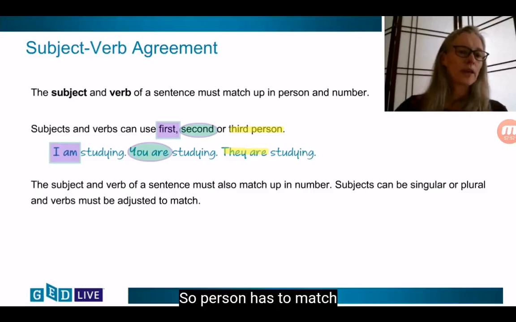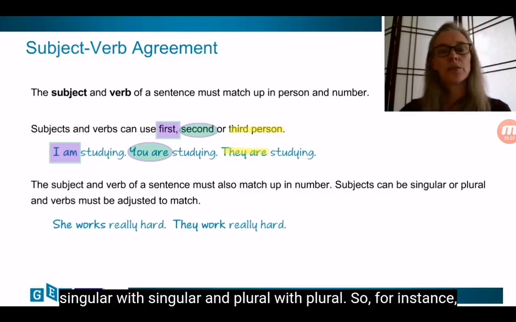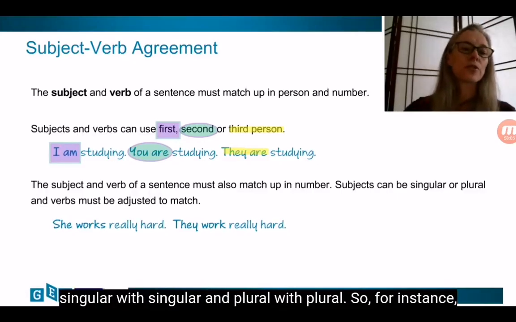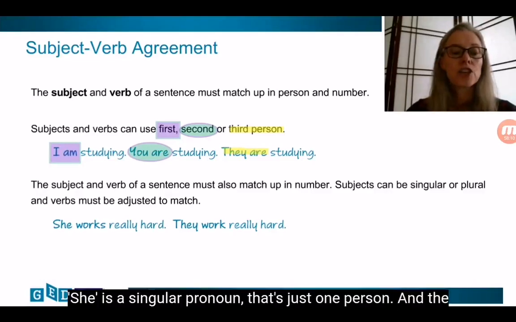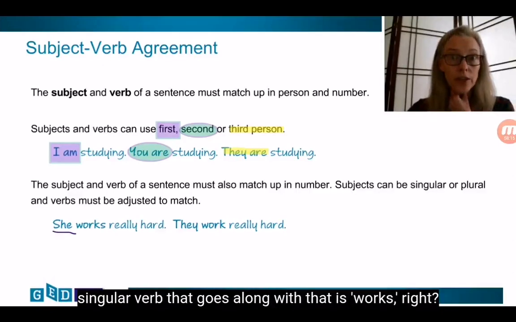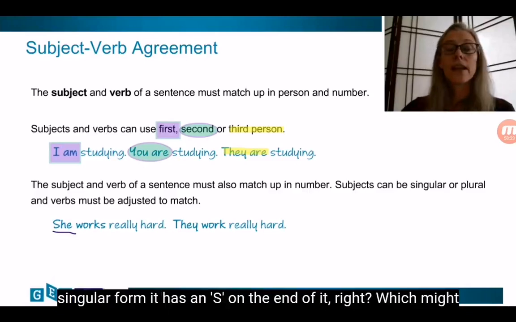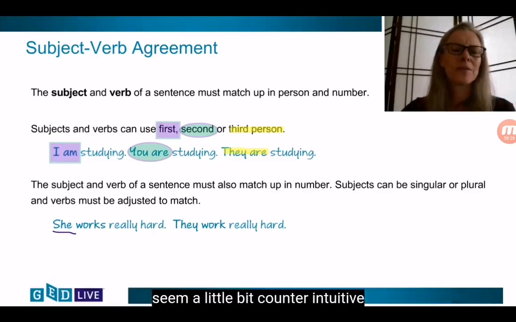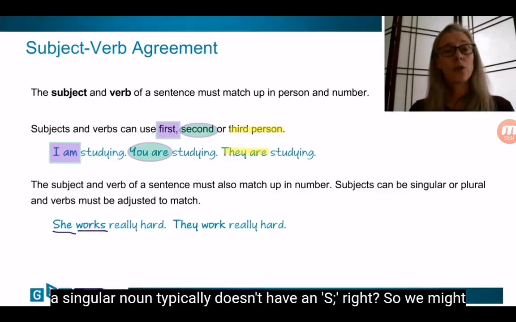So person has to match, number has to match. So let's make sure that we're putting singular with singular and plural with plural. For instance, this is an interesting thing about the English language. She is a singular pronoun. That's just one person. And the singular verb that goes along with that is "works." If we're using the verb "work" here, then "works" is the singular form. It has an S on the end of it, right? Which might seem a little bit counterintuitive because a singular noun typically doesn't have an S.